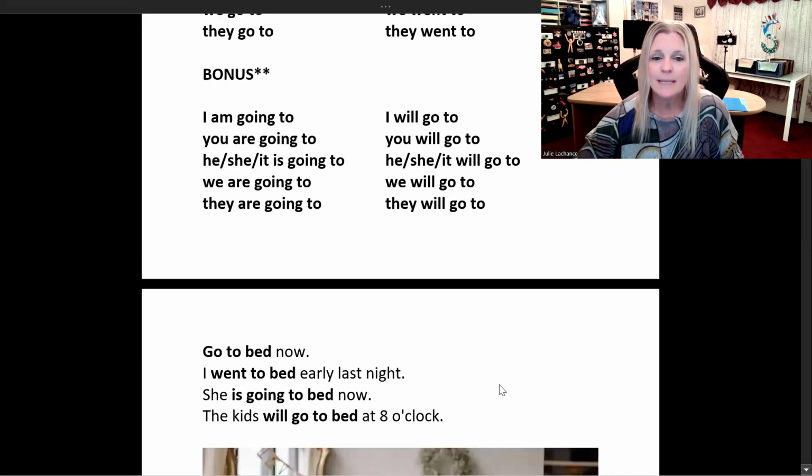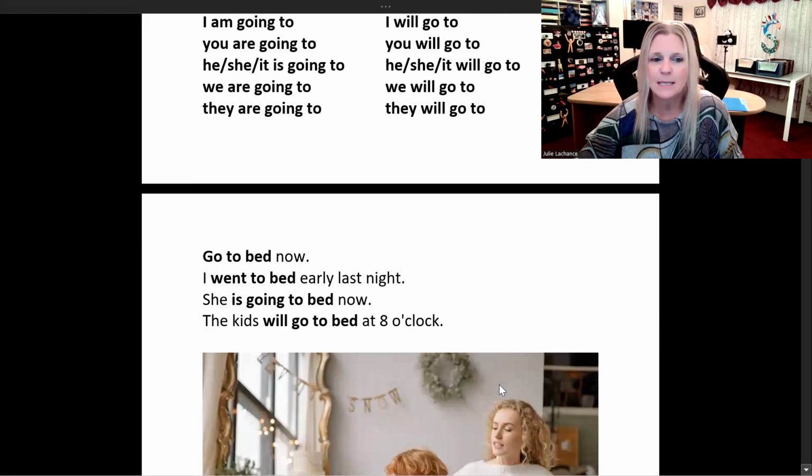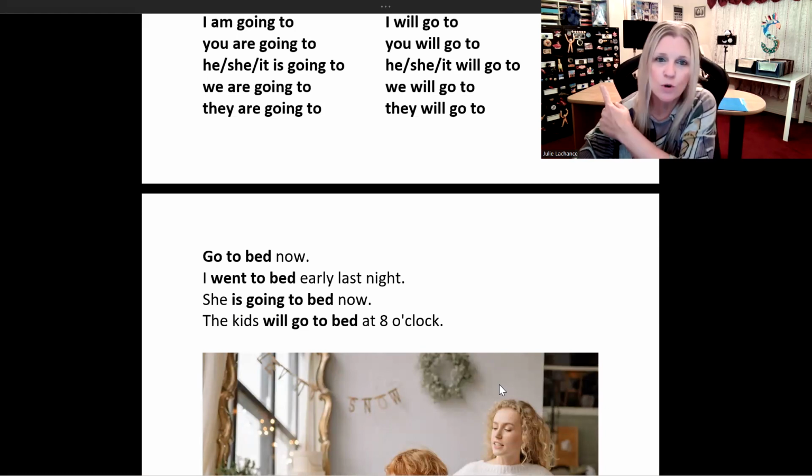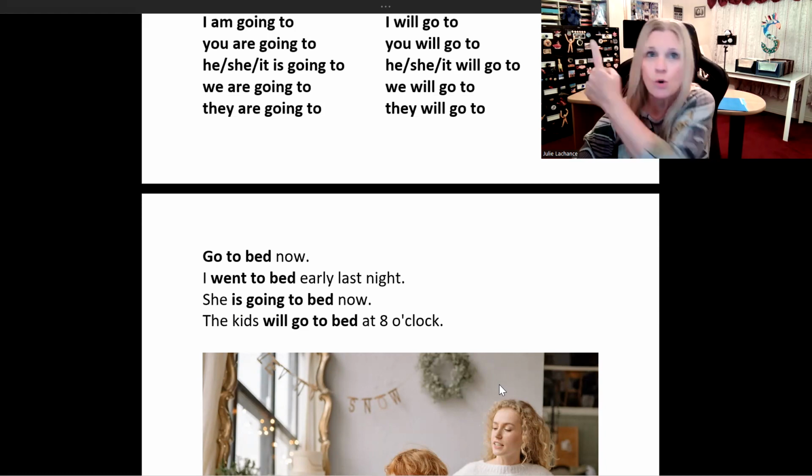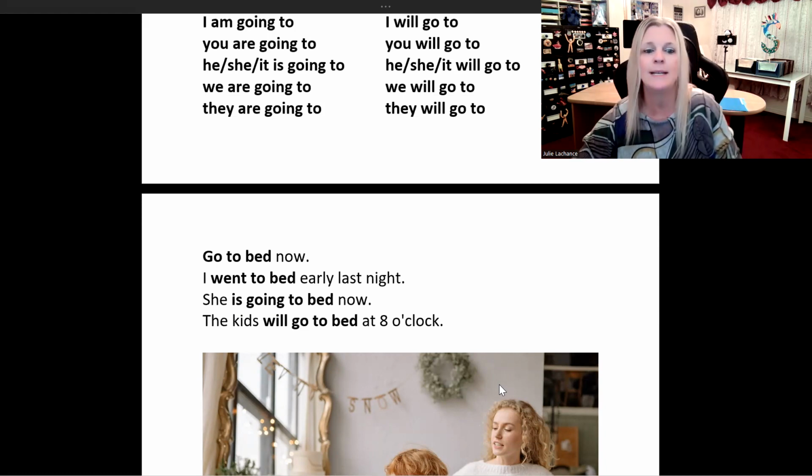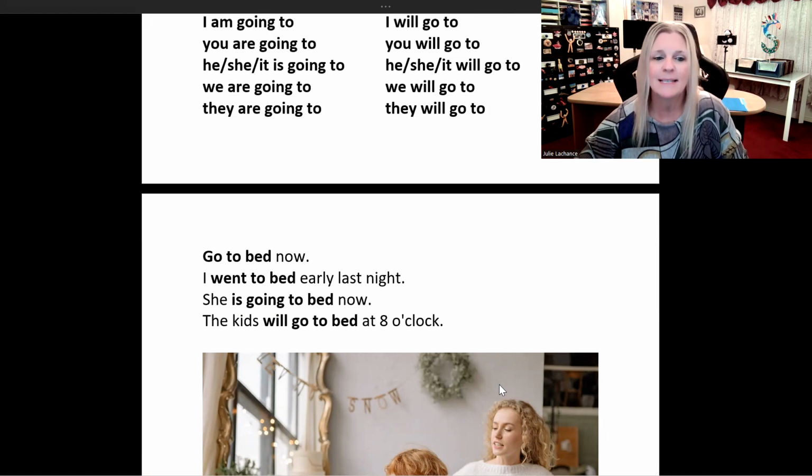Okay, so let's look at some samples. Sample sentences. Go to bed now. So the bed is in the other room, so there's a movement to go to the bed. So go to bed now. In the past tense, I went to bed early last night. So there's a movement again toward the bed. She is going to bed now. The kids will go to bed at 8 o'clock. Future. Doesn't matter the tense, it's always to.